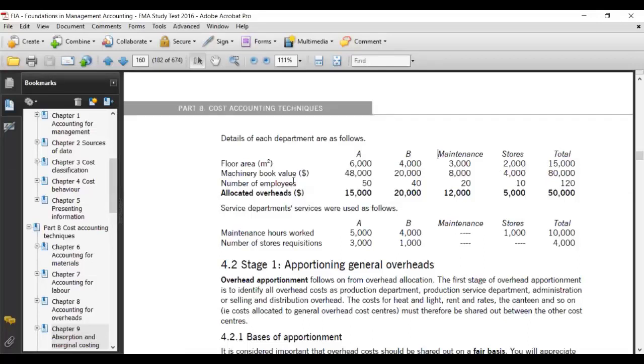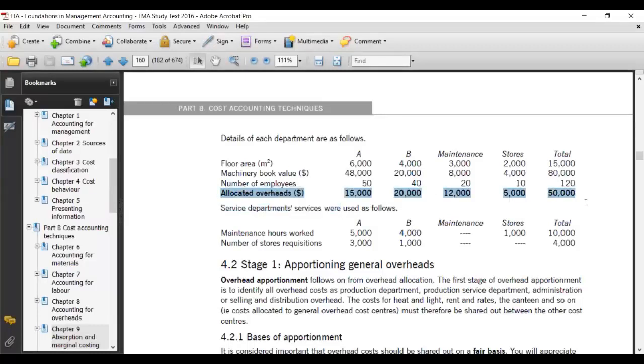Second is machinery book value. So machinery book value we have got 48, 20. That means the total cost of machinery in the factory is 80, out of which 48,000 of the machinery is in department A, 20 is in department B. Are we fine with that? And then we have number of employees: 50, 40, 20, 10. Correct?